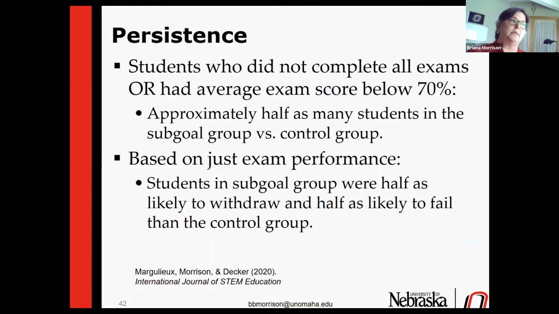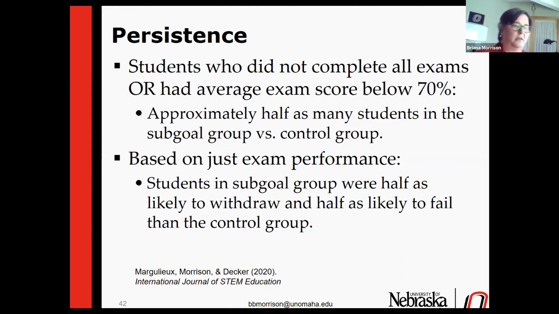What we discovered is that students who didn't complete all the exams or had an average exam score below 70, so those would be the ones that we would consider most at risk to not finishing the course. There were approximately half as many students in the Subgoal group versus the control group that fell into that category. In other words, those in the Subgoal group that we would consider at risk persisted to the end of the class. If we look at just the exam average and don't take into account who took which exams, the students in the Subgoal group were half as likely to withdraw and half as likely to fail.